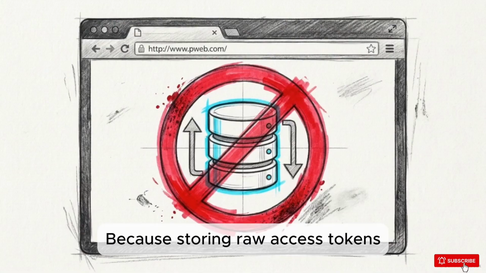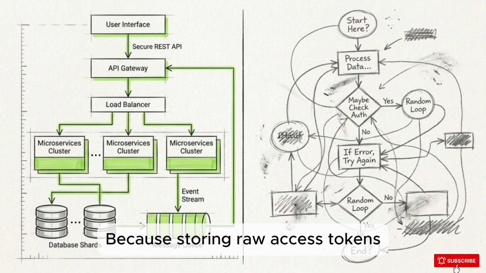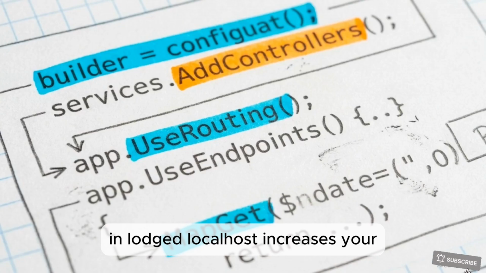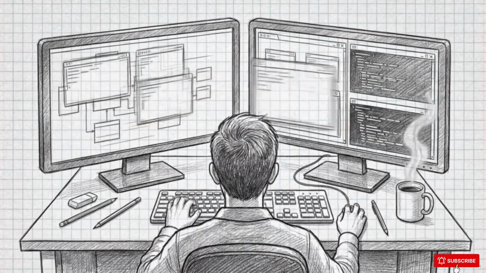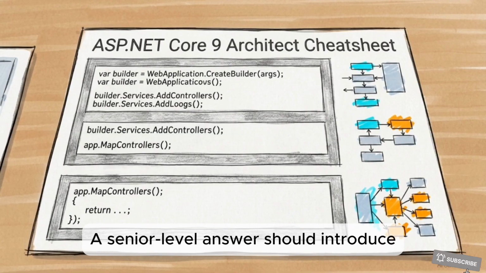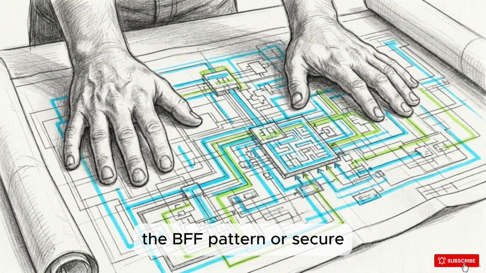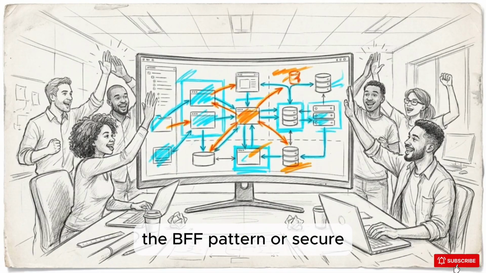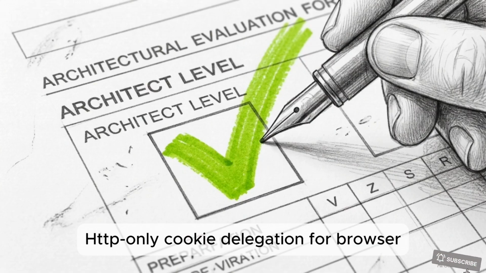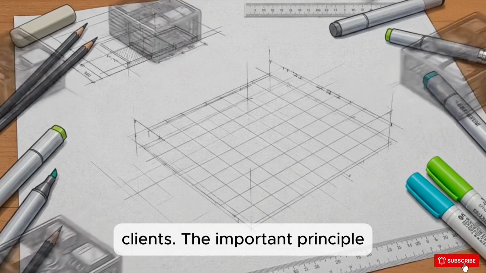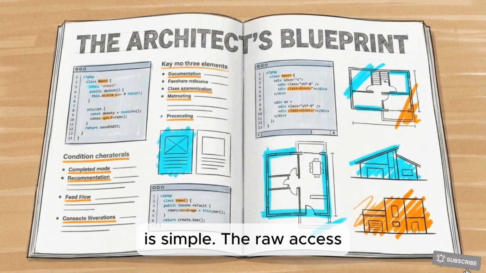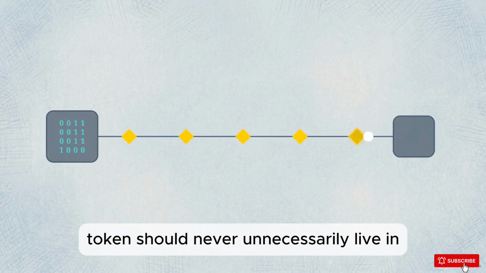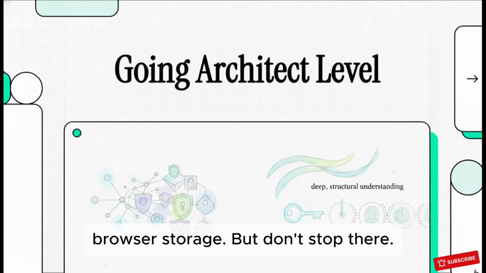Why? Because storing raw access tokens in local storage increases your exposure to XSS attacks. A senior-level answer should introduce the BFF pattern, or secure HttpOnly cookie delegation for browser clients. The important principle is simple. The raw access token should never unnecessarily live in browser storage.